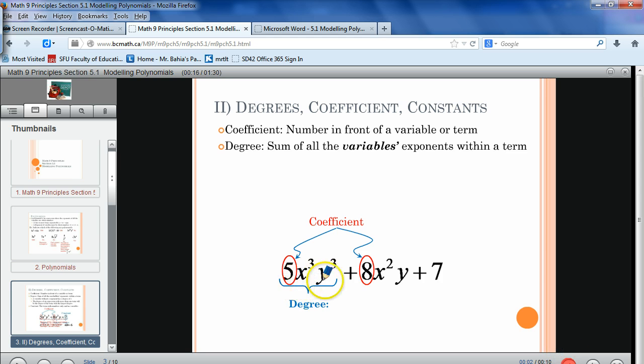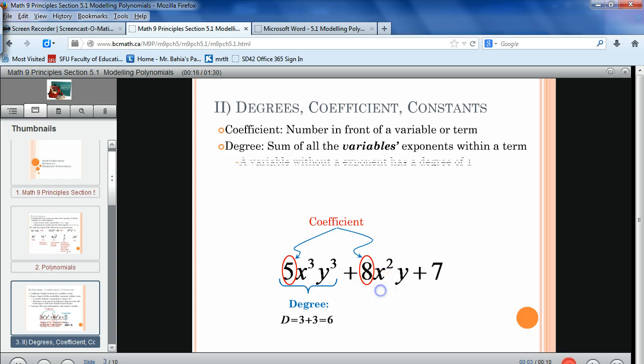This is what they call a term. And that's also another term. Now in here, in this term, if you add the two exponents, you would get 6. So we say the degree on this term here is 6. What will the degree on this be?